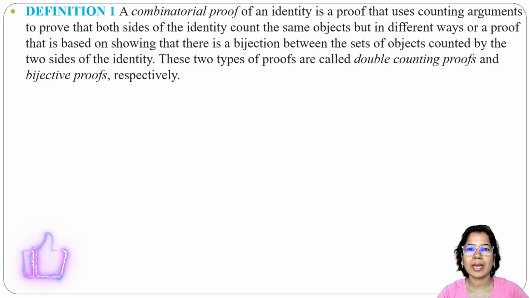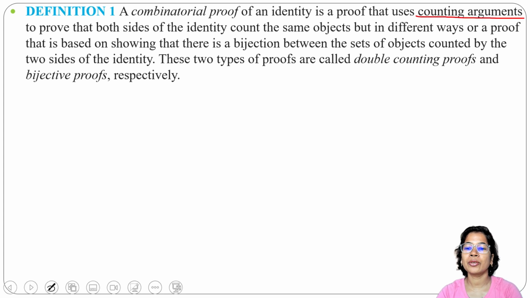In the previous lecture, I already discussed combinations with some examples. Let's see Definition 1. Definition 1 is about combinatorial proof. A combinatorial proof of an identity is a proof that uses a counting argument to prove that both sides of the identity count the same objects but in different ways. So it's a proof that uses counting arguments to show that both sides are equal.